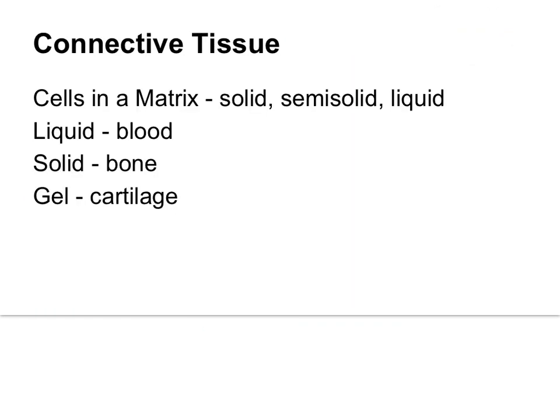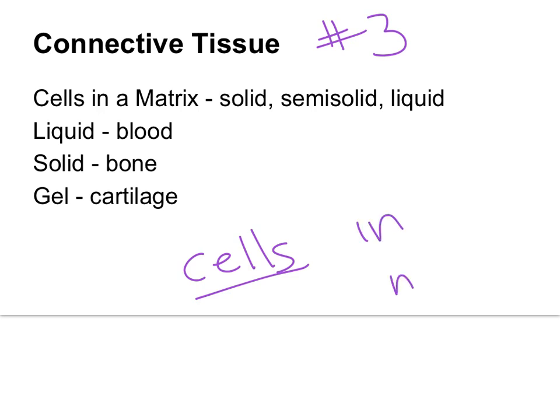Our next type of tissue, tissue number 3, is connective tissue. And connective tissue is the biggest hodgepodge of tissue. It's kind of like all the other tissues that didn't fit into a category. Scientists put them in one big category called connective tissue. The one thing that they all have in common is that connective tissue has cells in what we call a matrix.